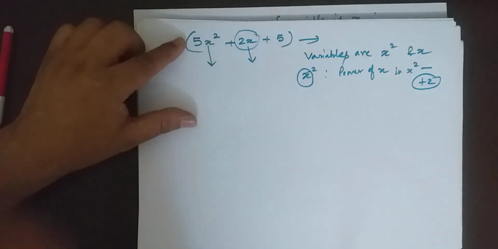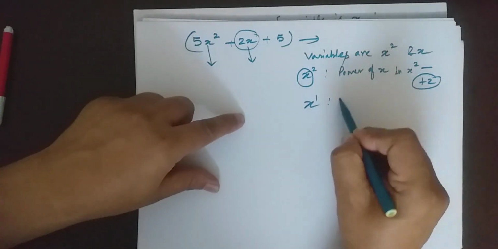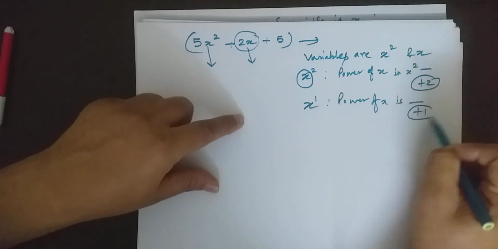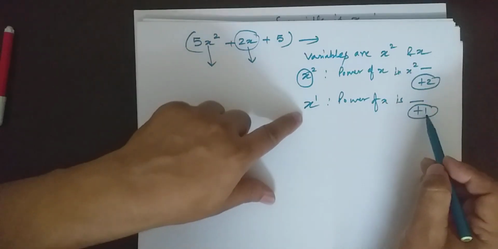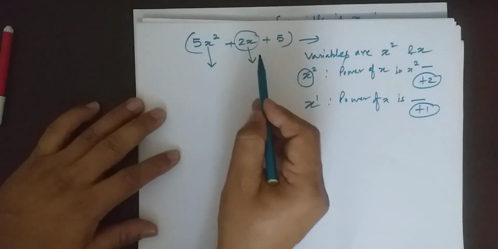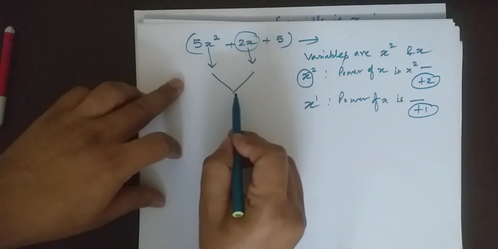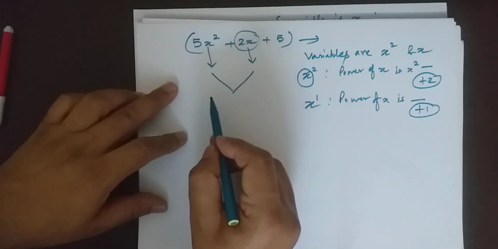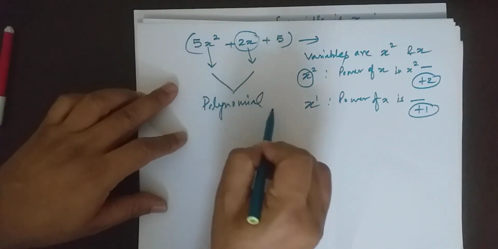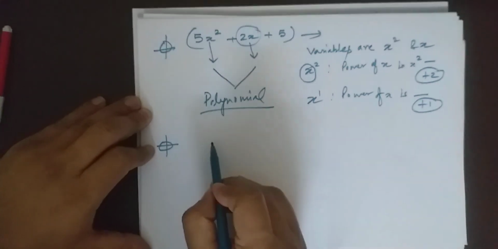What about the second one? In x raised to power 1, or x, the power of x is plus 1. So again this variable has a positive integer as its power and there are no other variables. So both these variables satisfy the condition of a positive integer power. So this becomes a polynomial, right? And let us complicate it further.